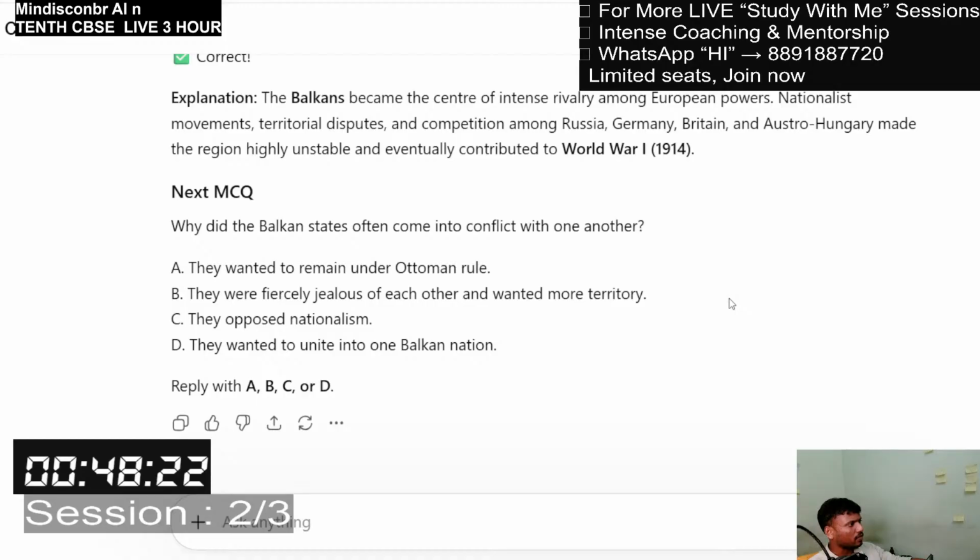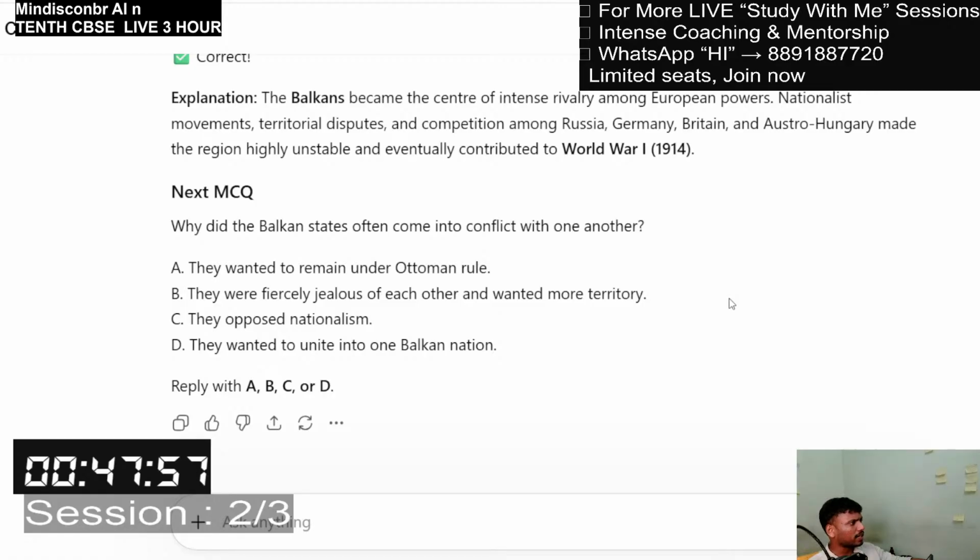1914. Why did the Balkan states often come into conflict with one another? They wanted to remain under Ottoman rule. They were fiercely jealous of each other and wanted more territory. They opposed nationalism. They wanted to unite into one Balkan nation.